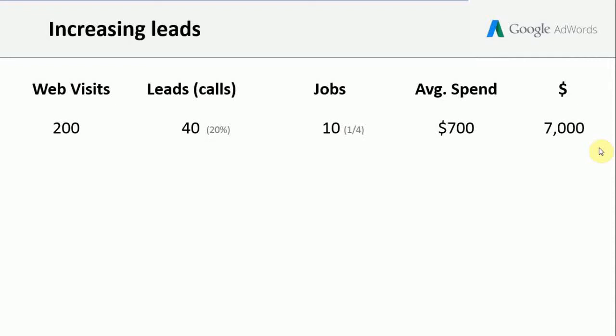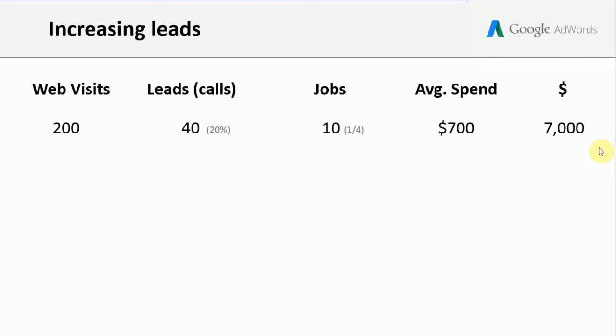Now, this particular graph or spreadsheet can be done for any business. It is done for all businesses. We're specifically looking at web visits here, but you can just call it traffic in general. It could be people that go to your website through many different channels, but we're just going to call it web visits. So let's say, for example, just with Google AdWords, you're sending 200 people to your site. Let's not talk about how much it's going to cost, but there's 200 people going to your site.